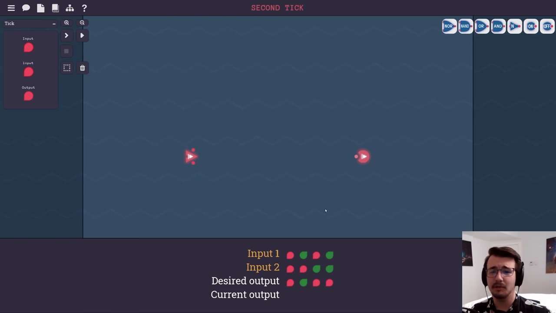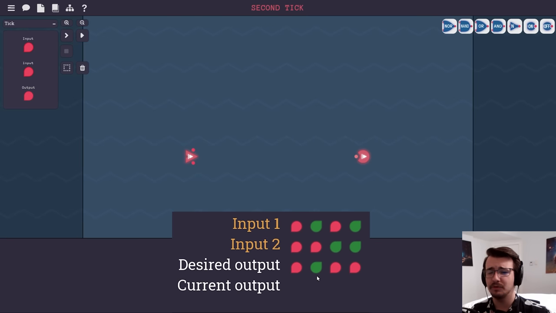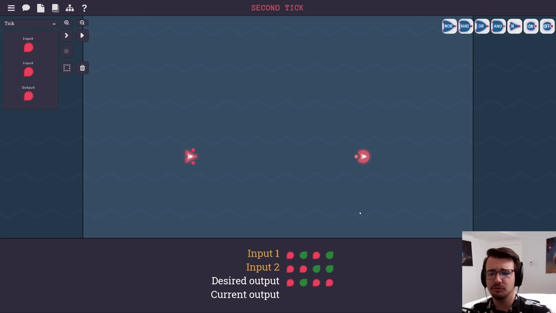Using all these building blocks, I have to create something that only outputs yes on the second tick, where input one is yes and input two is no. So the simplest way I can think of doing it would actually be inverting the second input. And in the case of the second column, both of these inputs would be on. So I just use an AND gate to check that they're both on.